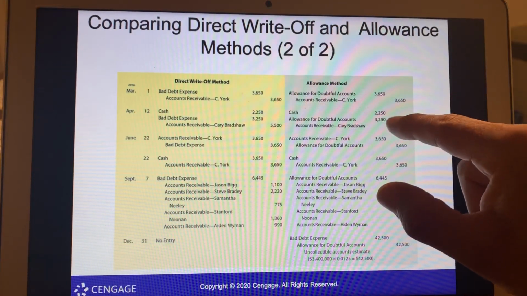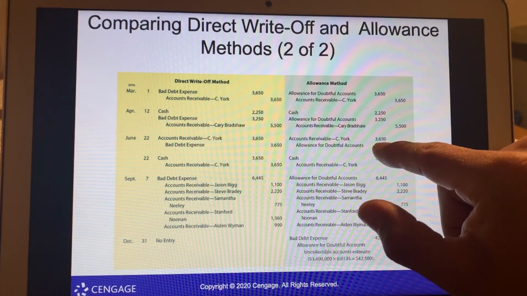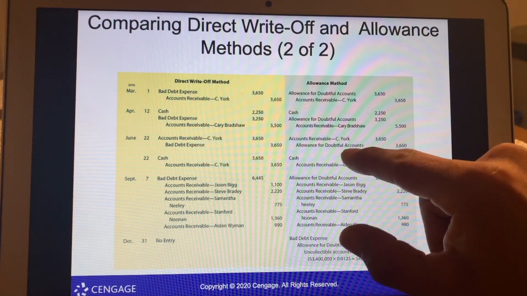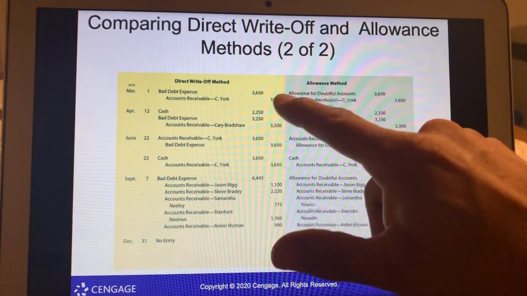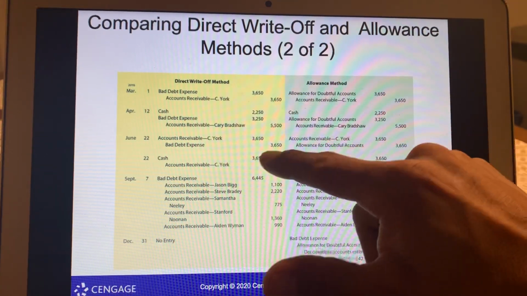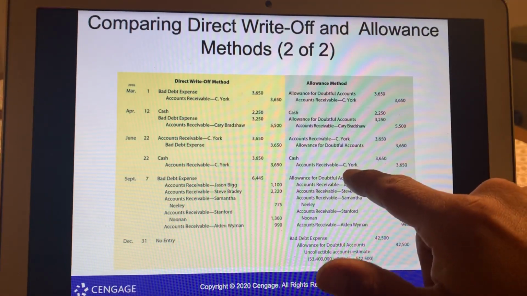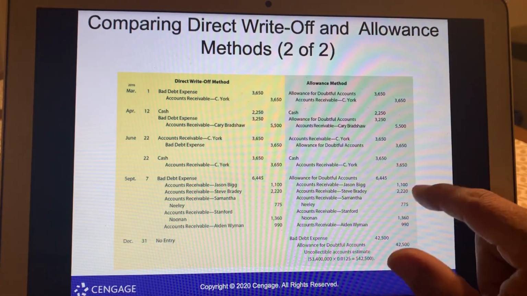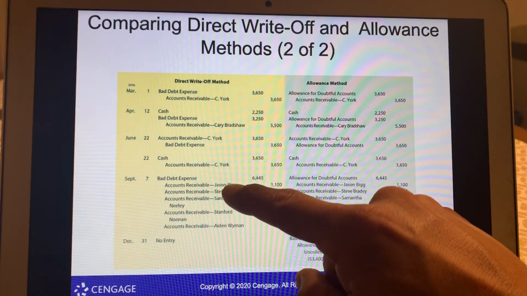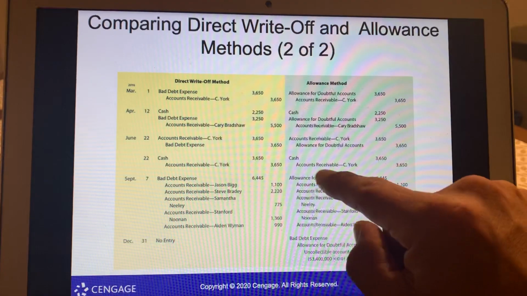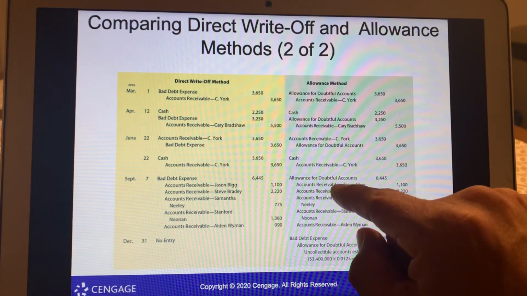$36.50 was the same. Cash receivable was the same for Bradshaw. So we went here, we did reversal, which is exactly the same. The only difference is, look at this, allowance for doubtful accounts. That's the difference there. Right here as well, allowance for doubtful accounts, okay? Cash, we did receive the cash, same as well. And then right here, the only difference is the direct write-off goes directly to the income statement. The allowance method goes into allowance for doubtful accounts, okay? So keep that in mind.